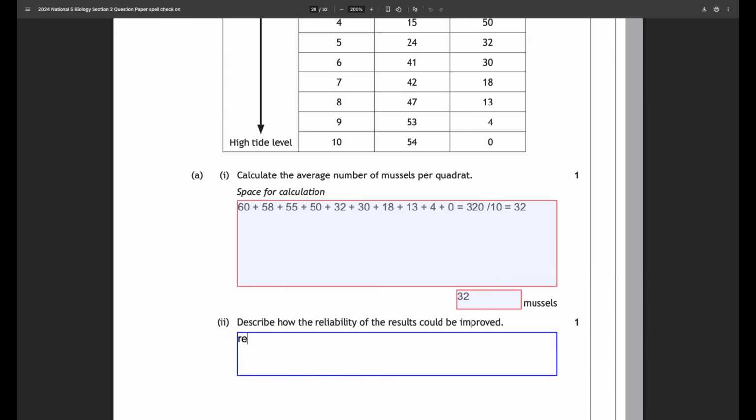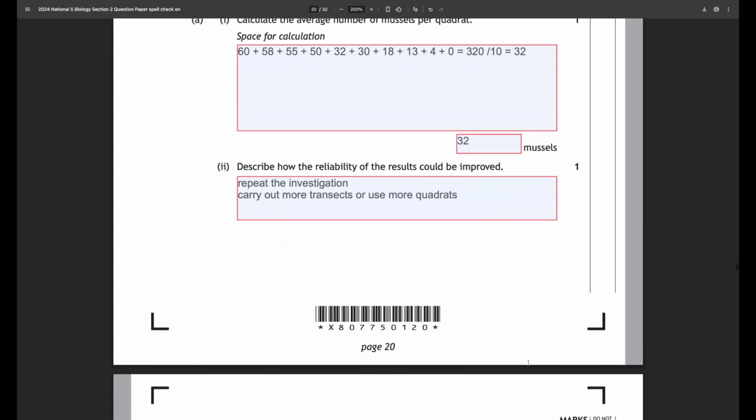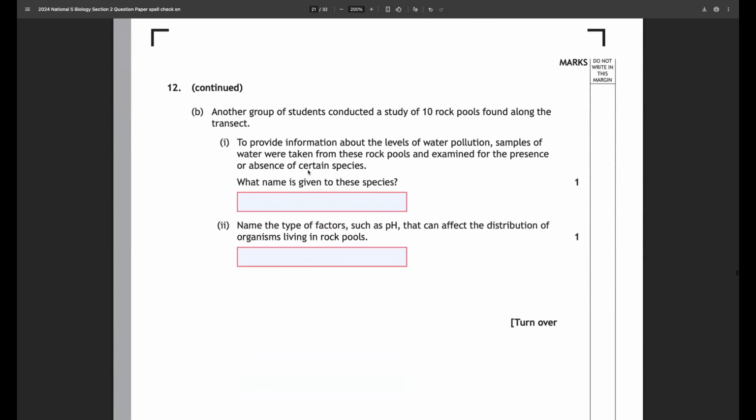So you could simply say, repeat the investigation. That would be acceptable. The SQA would accept that. Okay, don't say repeat it. Say repeat the investigation or the experiment, and you'll get the mark. Or you could be more specific for this particular experiment and say carry out more transects, or simply use more quadrats. Anything that suggests repetition of what we're already doing would help to improve the reliability of the results. Okay, so remember that reliability, repeat.